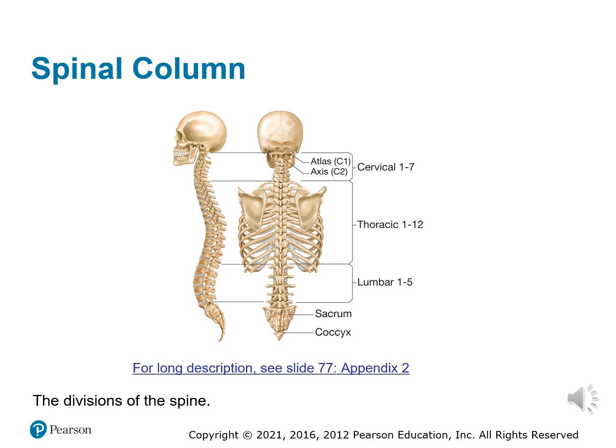Here you will see the divisions of the spine. First you have your atlas, which is C1, then your axis, which is C2, then your cervical, C1 through C7. Your thoracic is T1 through T12. Your lumbar is L1 through L5. Then your sacrum, and then your coccyx.